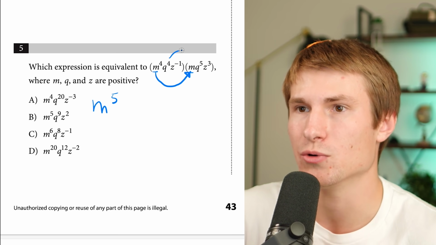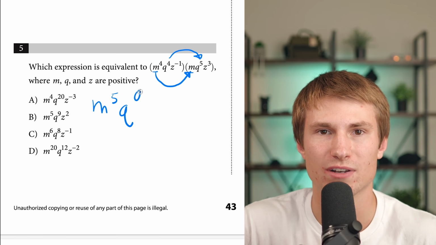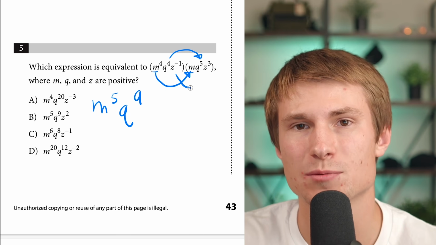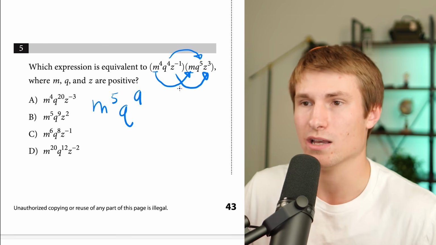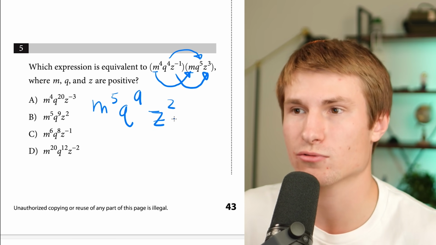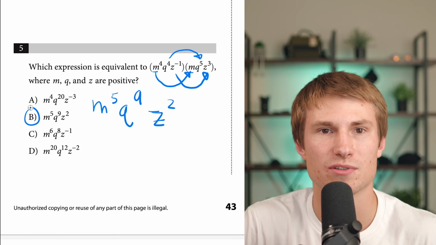Same thing with q. We have q to the power of 4 times q to the power of 5. That'll give us q to the power of 9. Same thing with z. In this case, we have z to the power of -1 times z to the power of 3. What we have is z to the power of 2 because it's 3 minus 1, or in other words, 3 plus -1. And as we can see, our answer then has to be answer choice B.